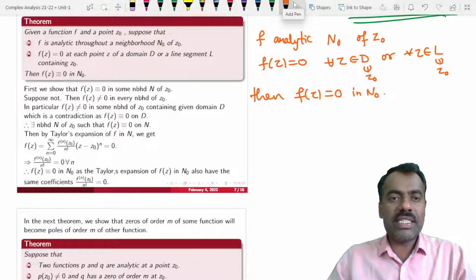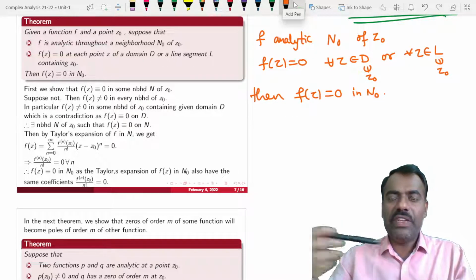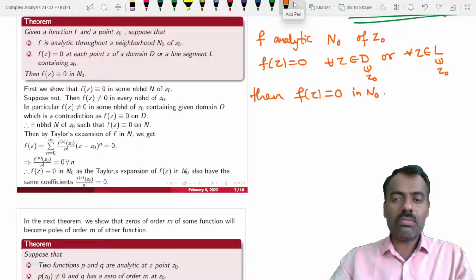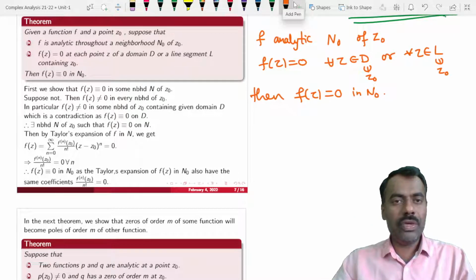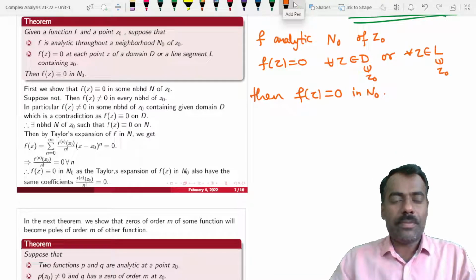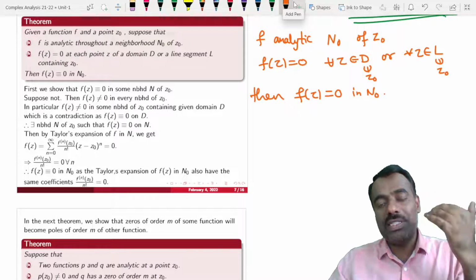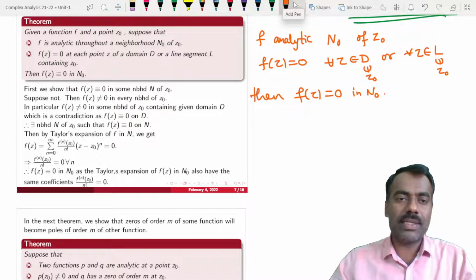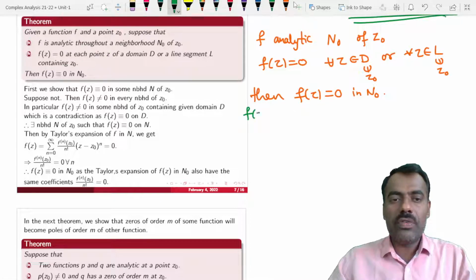Fine. So this is what we want to prove, that means for an analytic function, if it is 0 on a line or 0 on a subdomain, then we are saying that it is 0 on the whole domain, okay. That means here we are not able to separate zeros in this theorem, right? Fine. Now first we will show that f of z is 0 in some neighborhood, not necessarily N naught, but if you prove it is true for some neighborhood, then it is also true for this N naught, okay. How will we prove that? We want to show that f of z is equal to 0 in some neighborhood of z naught.